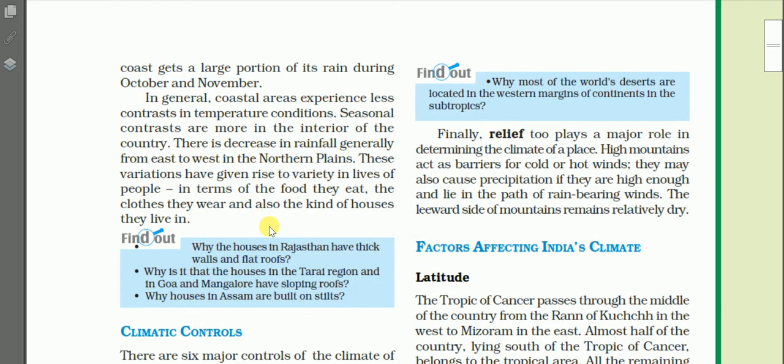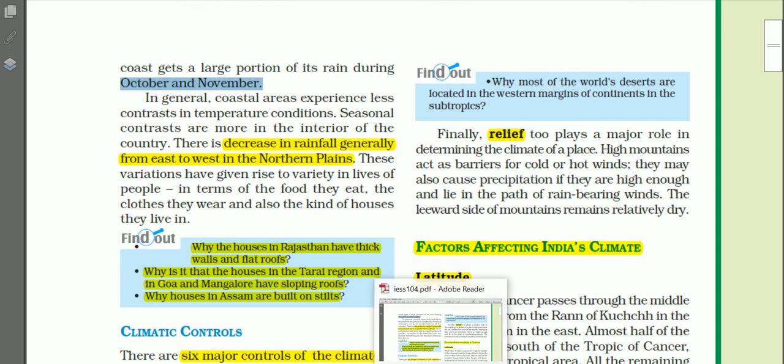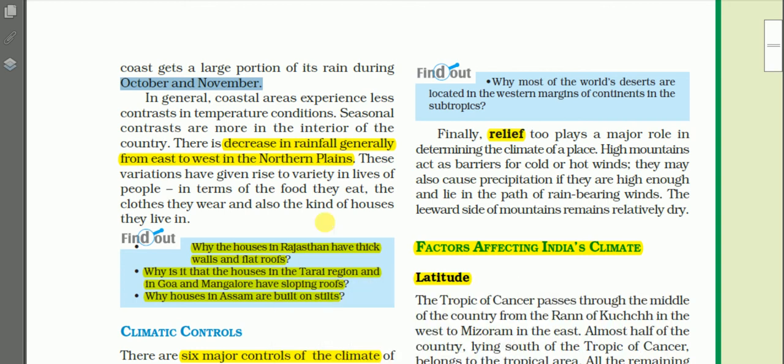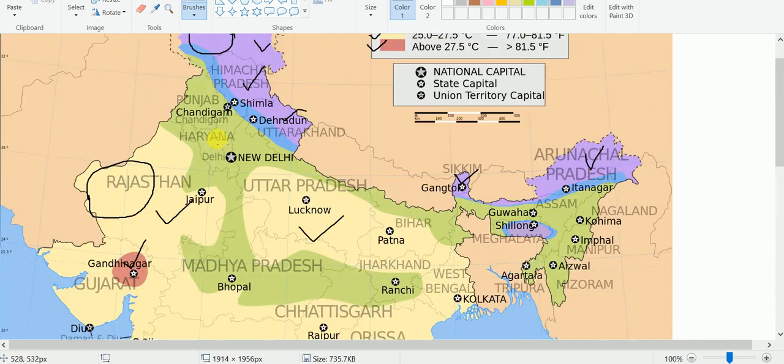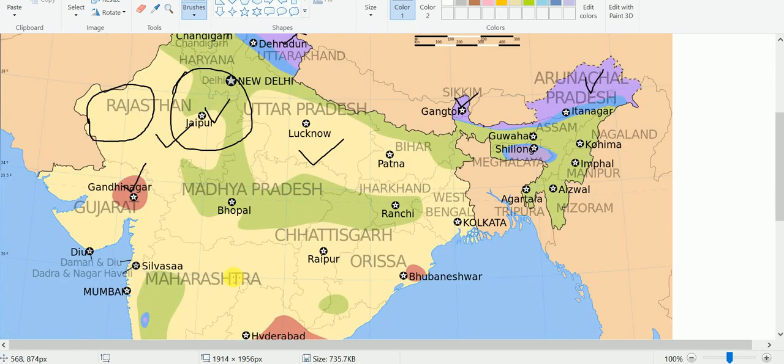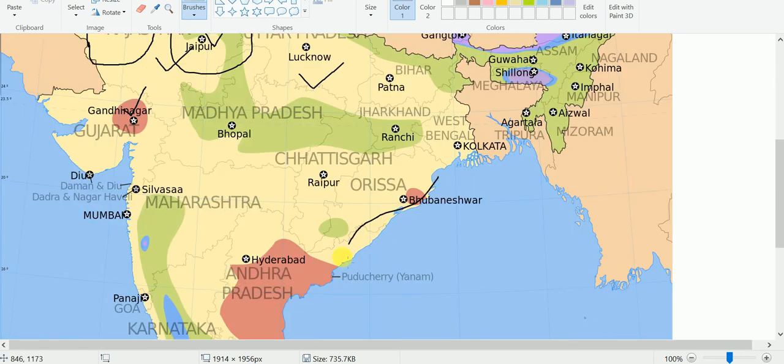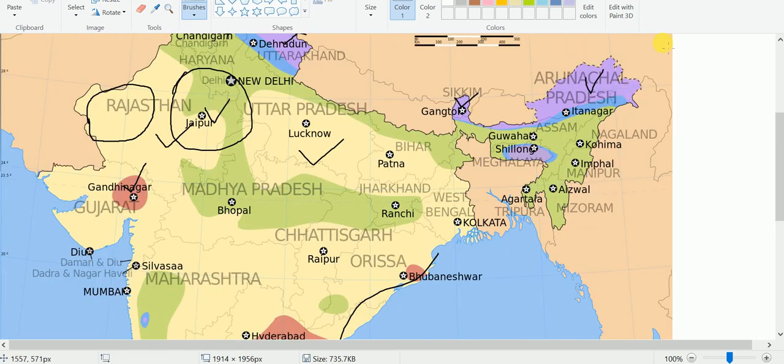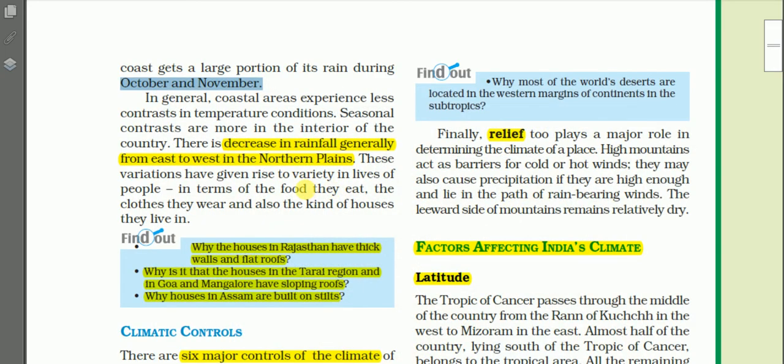And in general, the coastal areas experience less contrasts in temperature conditions. Seasonal contrasts are more in the interior of the country. That means, see here, we find a high range of temperature in the interior of the country, whereas in the coastal areas, we find a lower range of temperature. That is the point mentioned here.